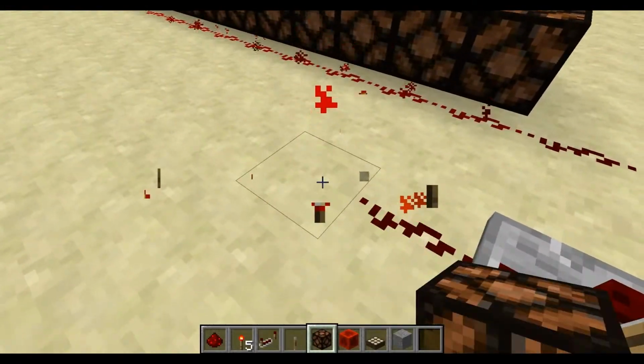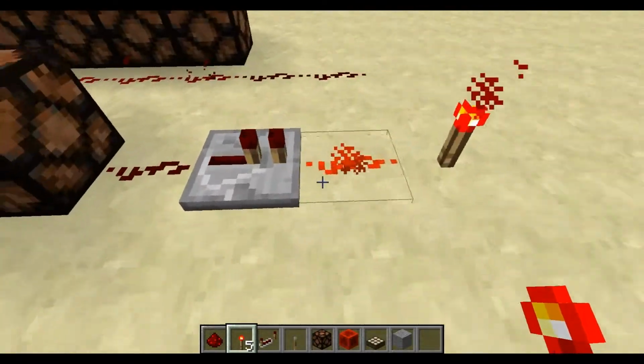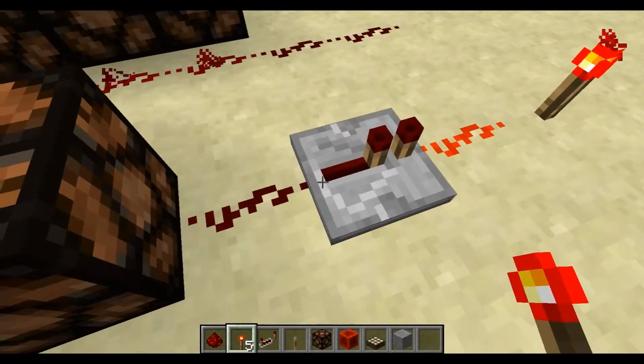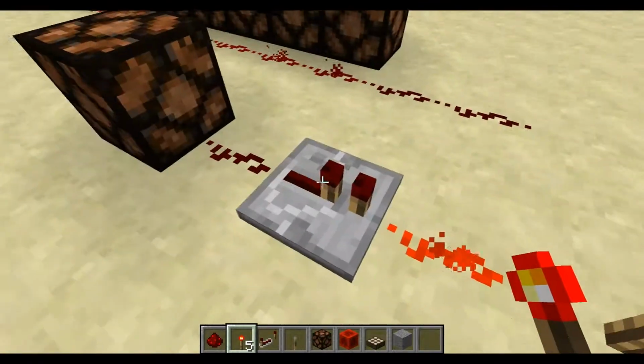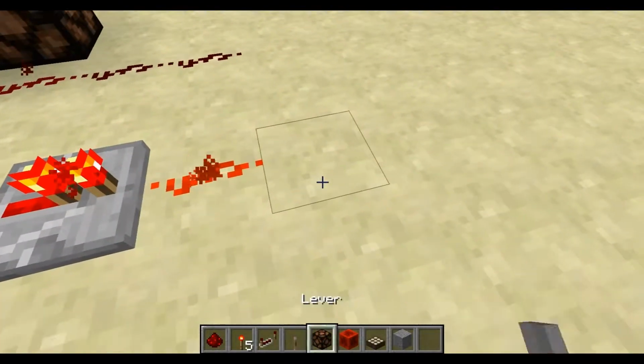However, if I swap these around and put the torch over here and the block over here, it would not power it because this is the output, not the input. So it doesn't actually go through. So it's only a one-way circuit.